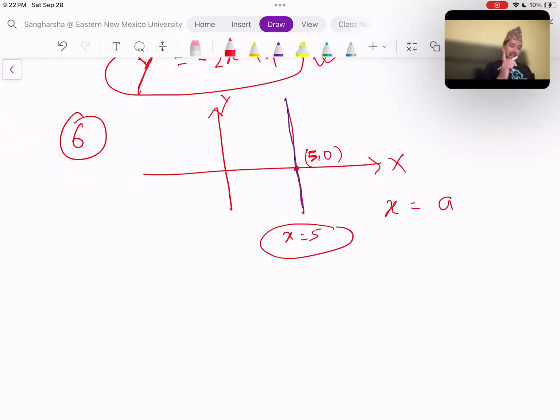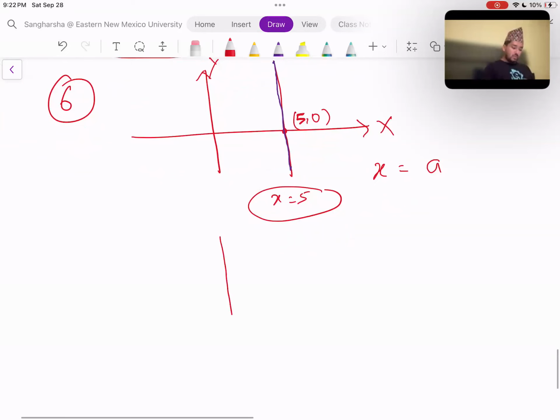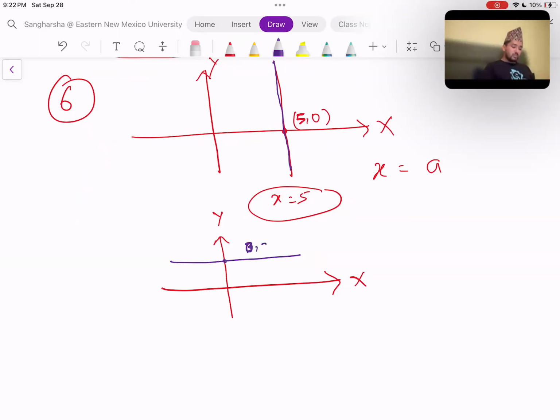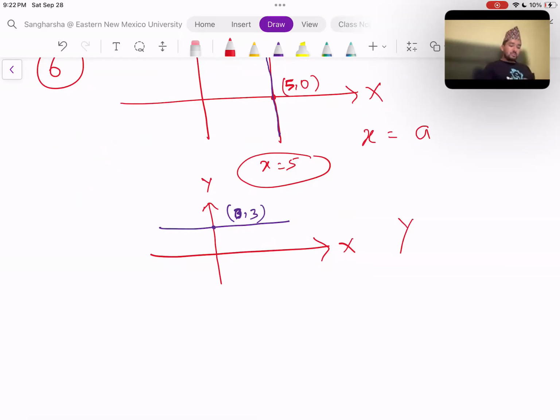In the same way, if you are asked to find the equation of a horizontal line, for example this horizontal line through the point (0, 3), every horizontal line has an equation of the form y equals b, where b is the point where the horizontal line crosses the y-axis. So at 3, y equals 3 is the equation of this line.